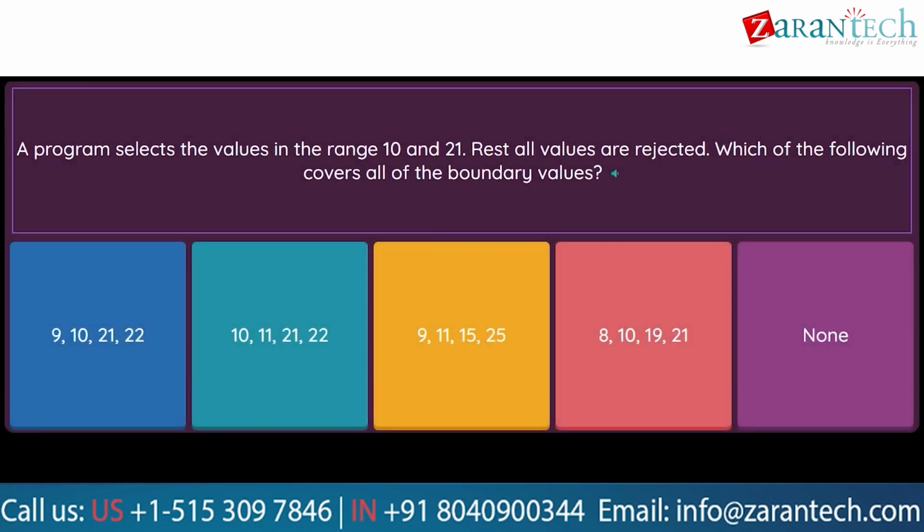Question: a program selects the values in the range 10 and 21. Rest all values are rejected. Which of the following covers all of the boundary values? Option 1: 9, 10, 21, 22. Option 2: 10, 11, 21, 22.